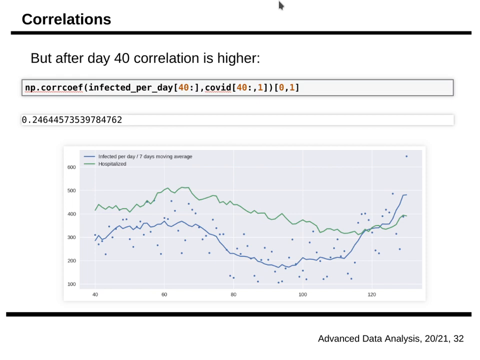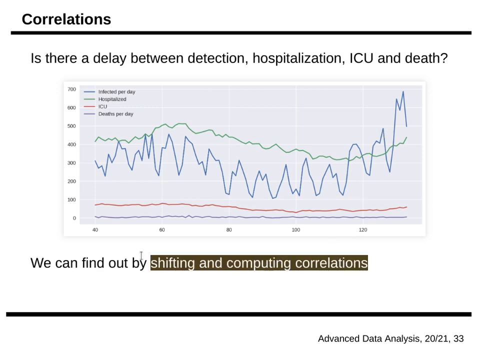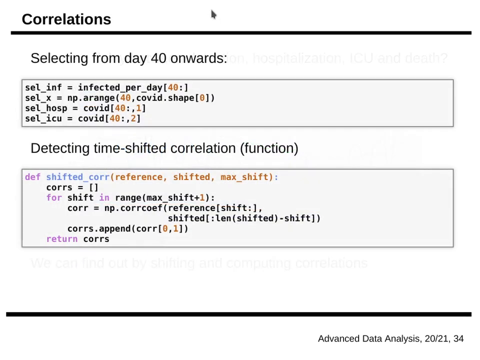We can try to see what the shift would be that would maximize the correlation between these series. So is there a delay, for example, between an increase in the number of detected cases and an increase in hospitalization, or between hospitalization and intensive care, or between intensive care and deaths? Can we improve the correlation between the series if we shift one relative to the other? So to answer that, let's create a function that does precisely this.